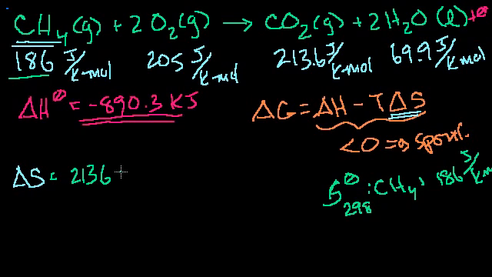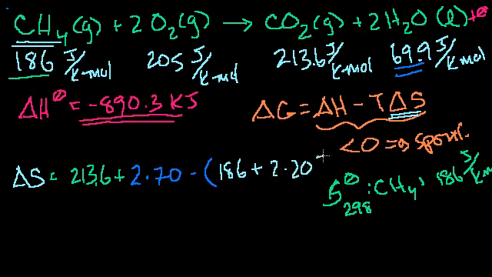213.6 plus, I have 2 moles of water here, so it's plus 2 times, let's just write 70 there, 69.9, almost 70, plus 2 times 70, and then I want to subtract out the entropy of the reactants, or this side of the reaction. So the entropy of 1 mole of CH4 is 186 plus 2 times 205.